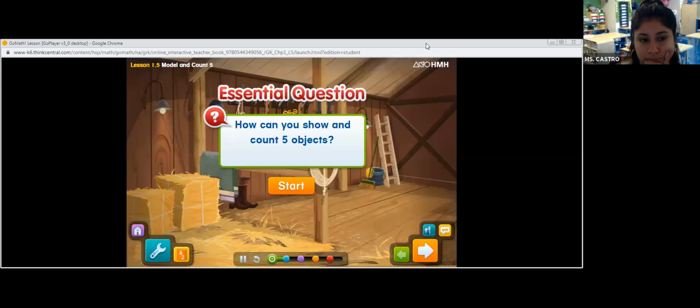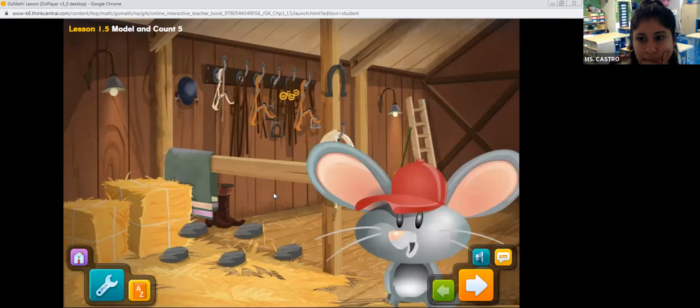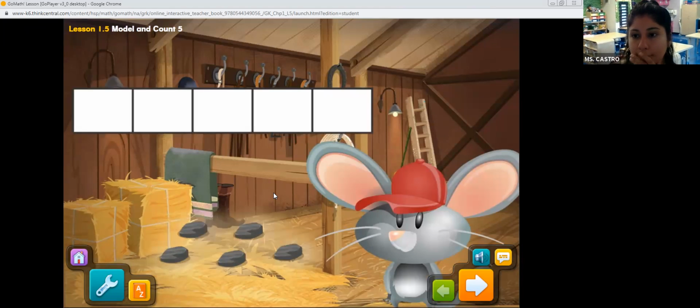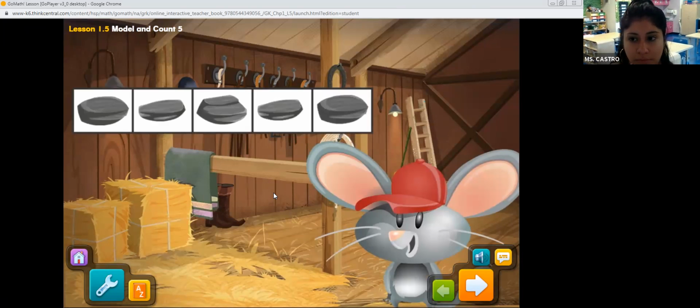How can you show and count 5 objects? Hi there. Can you help me look for stones in the barn? Do you see them? I don't want them to get stuck in the horse's feet. When you find a stone, click it to put it in the 5 frame. Great work! Now let's see how many stones you found. 1, 2, 3, 4. That's 4 stones. But I see one more stone. How many stones are there in all? Let's find out.